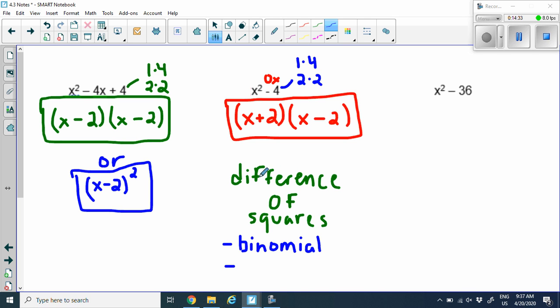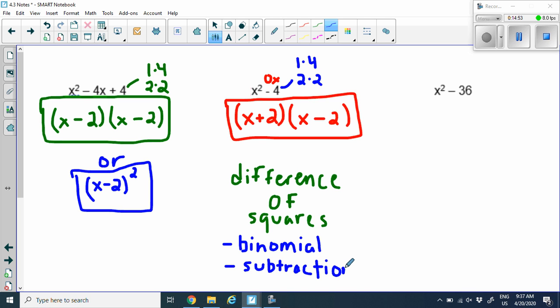Next thing, it has to be subtraction. Notice that we have a subtraction. That's what difference means. So difference also means subtraction. That's why, like, if we say, what's the difference between 0 and 2? We would say 2.